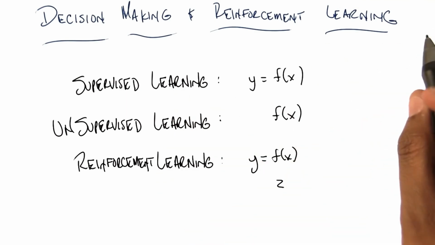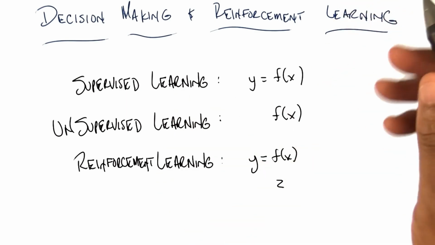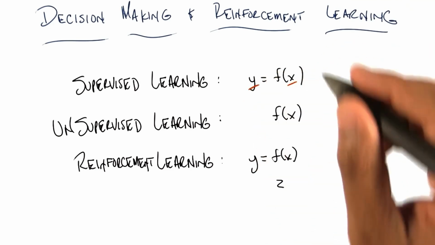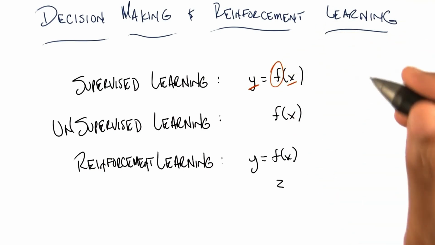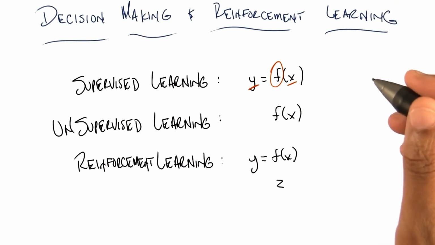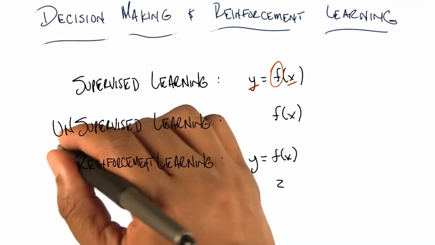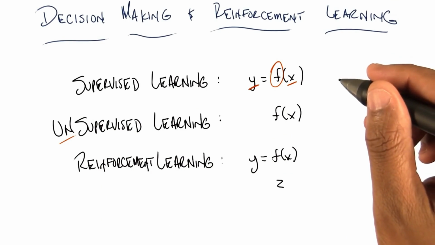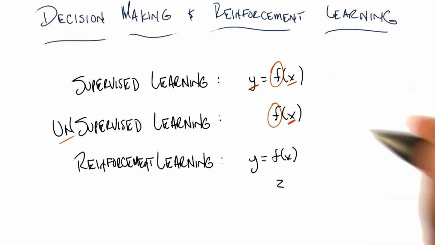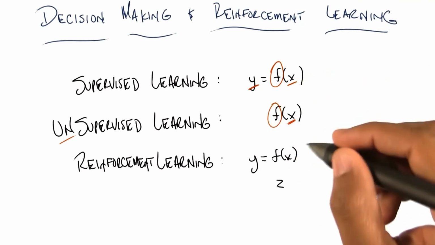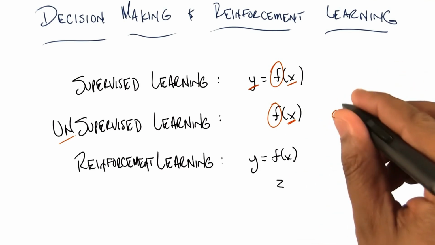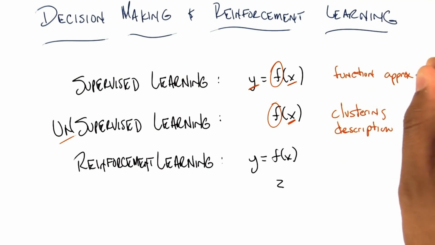Just as a reminder, supervised learning takes the form of function approximation, where you're given a bunch of x, y pairs, and your goal is to find the function f that will map some new x to a proper y. You recall that? Yep. Unsupervised learning is very similar to supervised learning, except that you're given a bunch of x's, and your goal is to find some f that gives you a compact description of the set of x's that you've seen. So we call this clustering or description as opposed to function approximation.